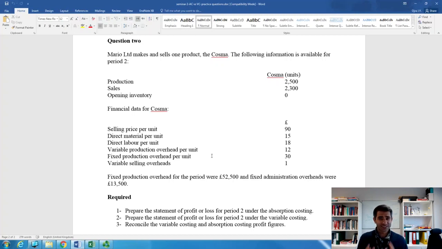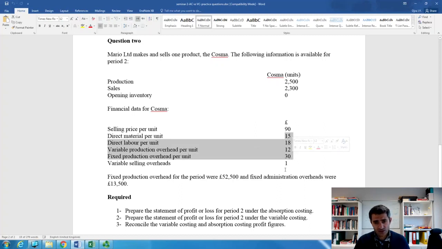So what you need to do right now is follow the same steps as question number 1. The first thing you need to do is calculate the product cost per unit using the 2 methods. Okay, let's now look at absorption costing. So what is the product cost per unit? If you remember, the product cost per unit includes the material, labor, variable production overhead, and fixed production overhead. You do not include the variable selling overhead here, because variable selling overhead is under period cost.